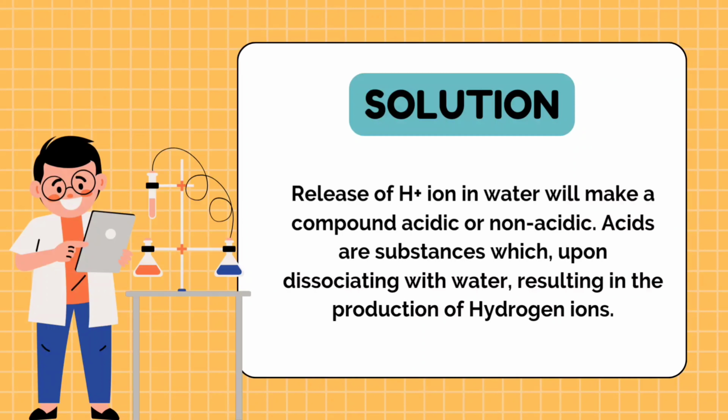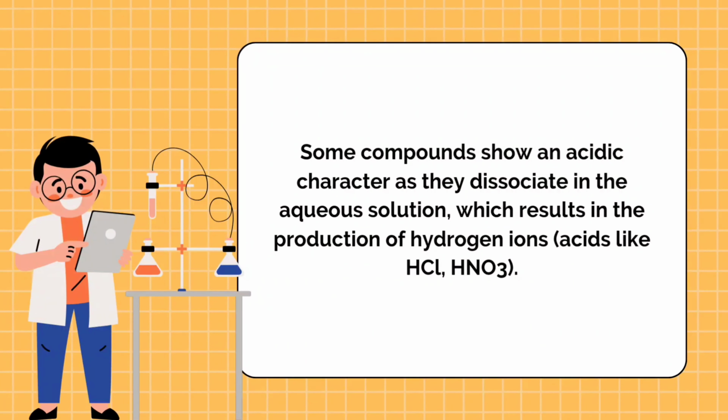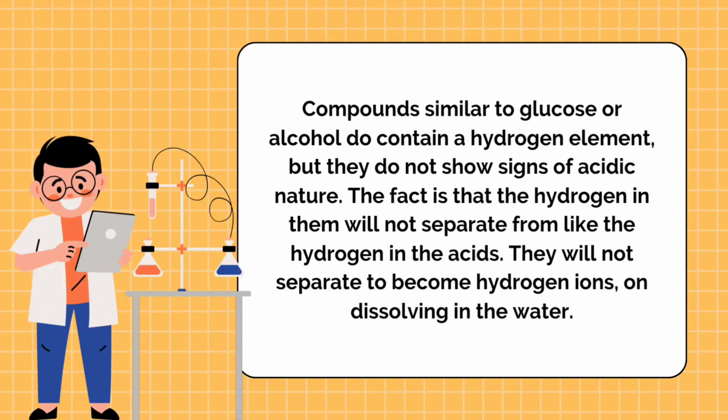Acids are substances which, upon dissociating in water, produce hydrogen ions. Some compounds show an acidic character as they dissociate in the aqueous solution, which results in the production of hydrogen ions, like hydrochloric acid and nitric acid. Compounds similar to glucose or alcohol do contain hydrogen, but they do not show signs of acidic nature. The hydrogen in them does not separate like the hydrogen in acids. It will not separate to become hydrogen ions on dissolving in water.